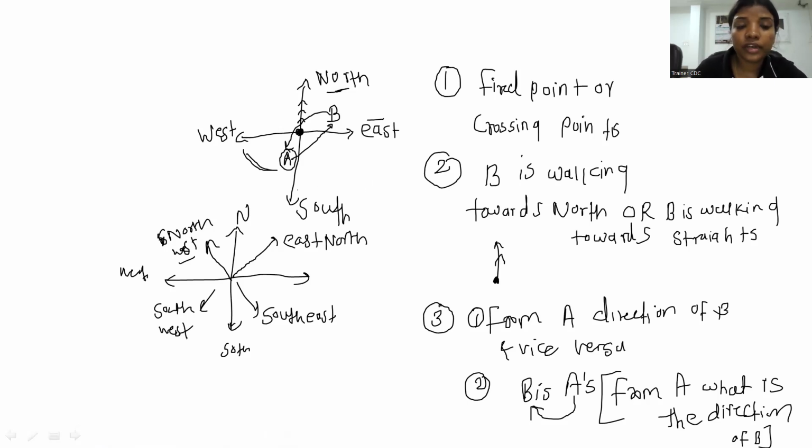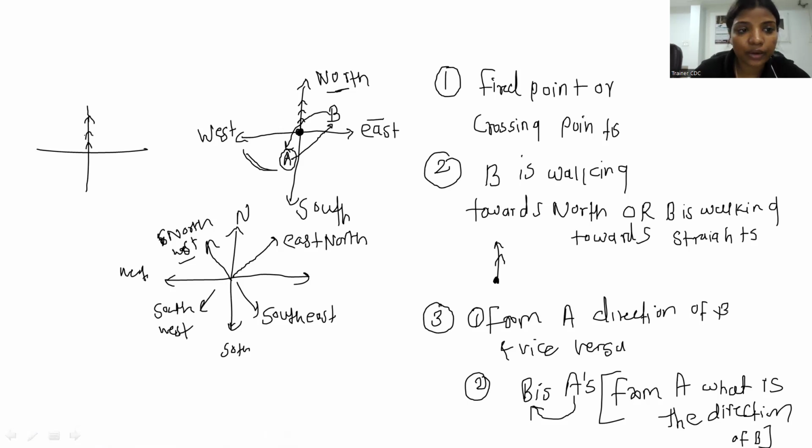Now, one more important point: without a diagram, you will not be able to solve direction problems. For each and every simple problem, you should know how to draw a line diagram. Okay, fine. Now, let me give you one more important point. For example, these are our directions, and A is walking towards straight. It means we know how to draw it, right? A is walking towards straight.